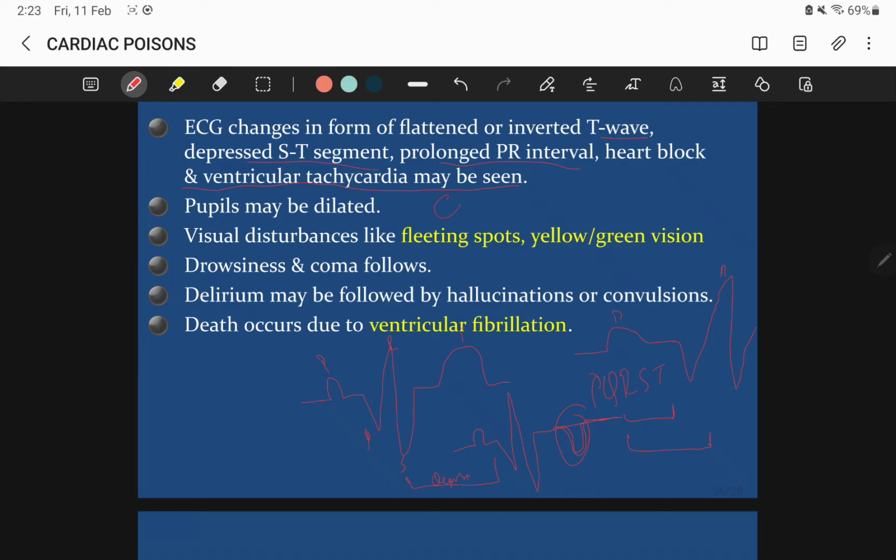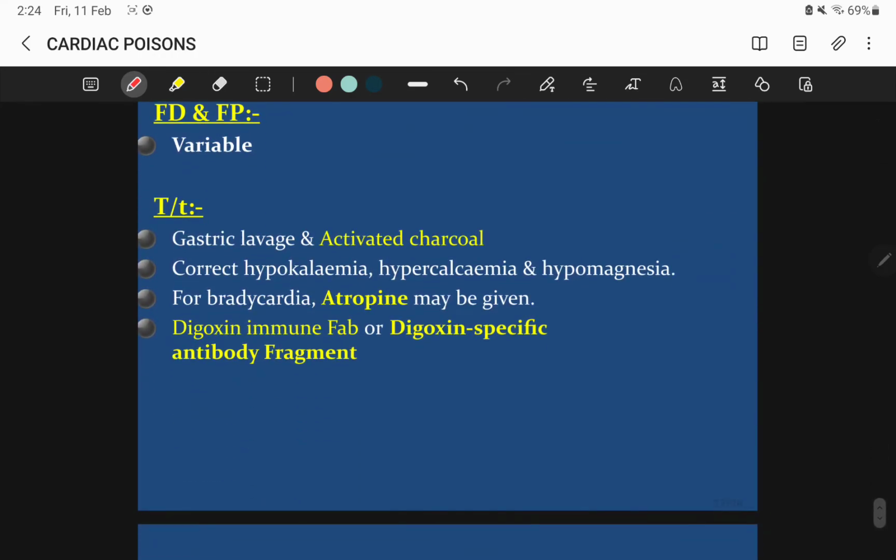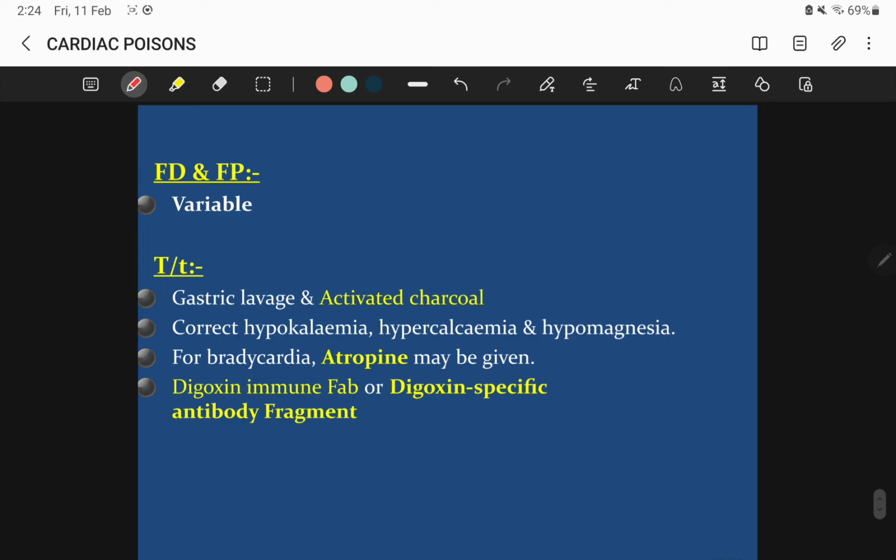And then pupils may be dilated, mostly they are dilated. In visual disturbance, fleeting spots and yellow or green vision are seen in oleander. And then drowsiness and coma follow, and then delirium may be followed by hallucination or convulsions, and death due to VFib in oleander. The fatal dose and fatal period can be variable.